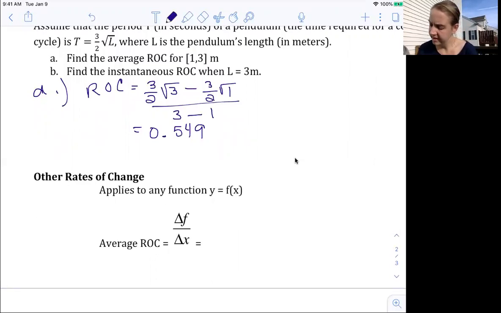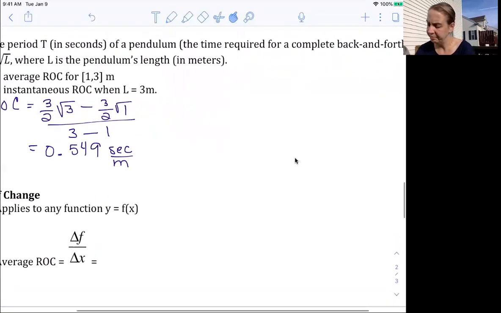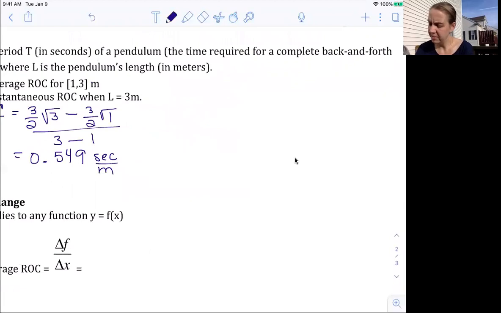Where the top is in seconds, this feels upside down, and the bottom is in meters. That is correct in this case. Now, to find the instantaneous rate of change when L equals 3 meters, that same idea, you want to choose your own intervals. Probably want to use some smaller ones.